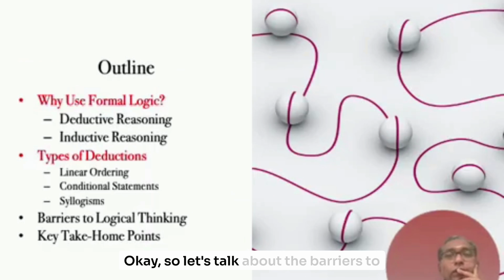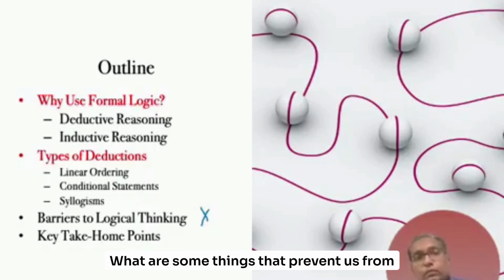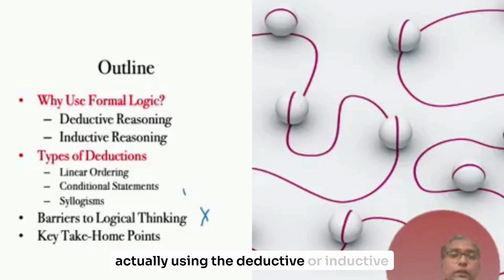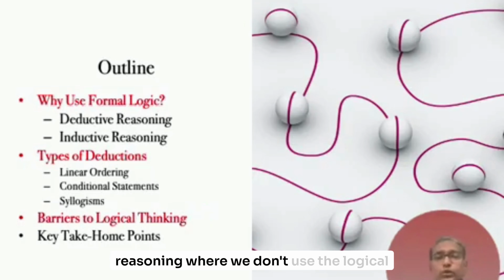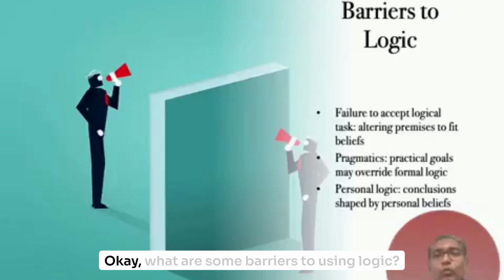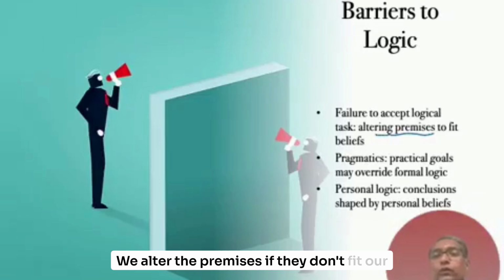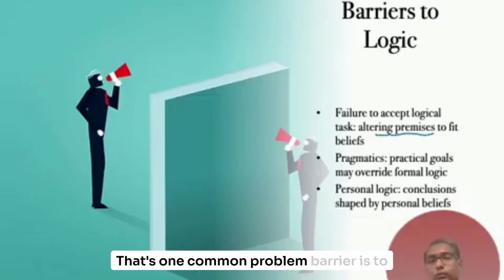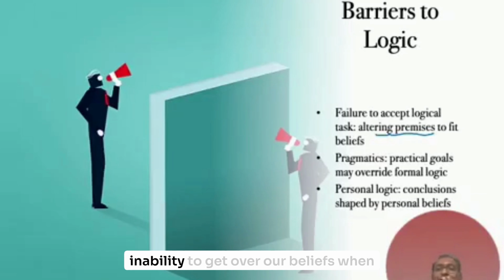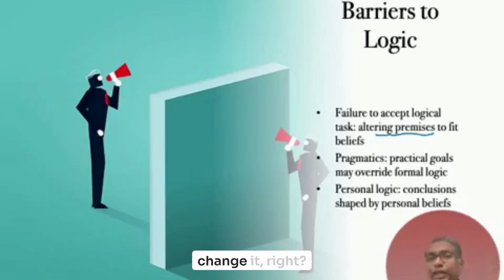Okay, so let's talk about the barriers to logical thinking. What are some things that will prevent us from actually using deductive or inductive reasoning, where we don't use the logical rules? Let's talk about that in the next slide. What are some barriers to using logic? As we discussed earlier, we alter the premises if they don't fit our beliefs. That's one common barrier: the inability to get over our beliefs when reading reasoning problems. If it doesn't fit your belief, people tend to change it, right?